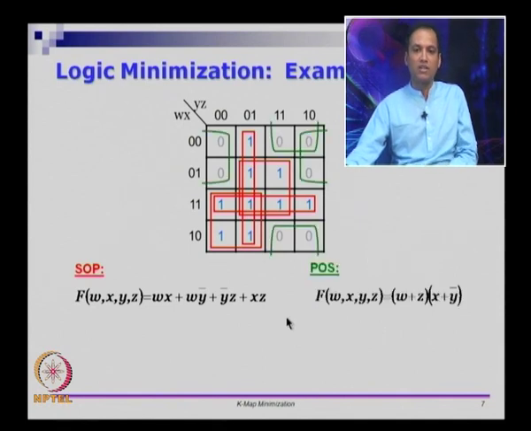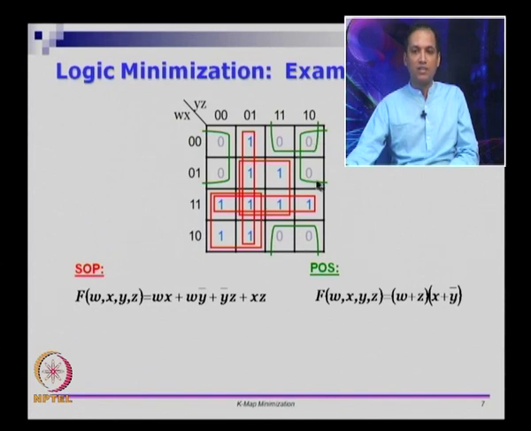If you do the product of sums, it will require you to group the zeros. So there is a group of 0 here and a group of 0 here, that is 2 groups of size 2, so it makes it a group of 4, and there are 2 groups of size 2 here which can be combined to make a size of 4.